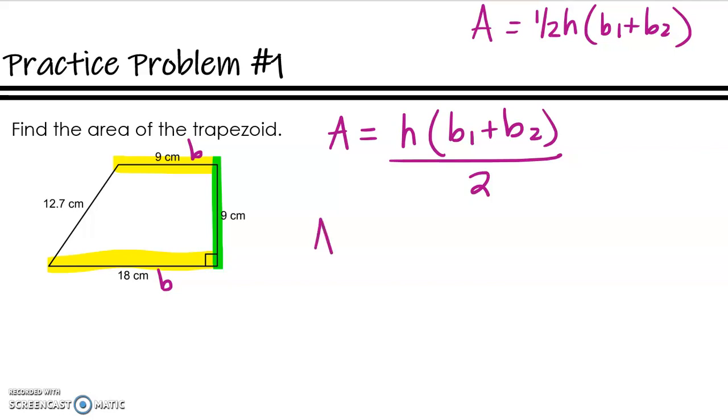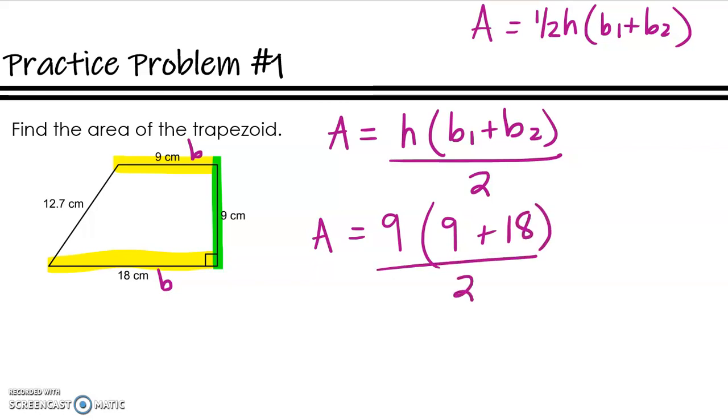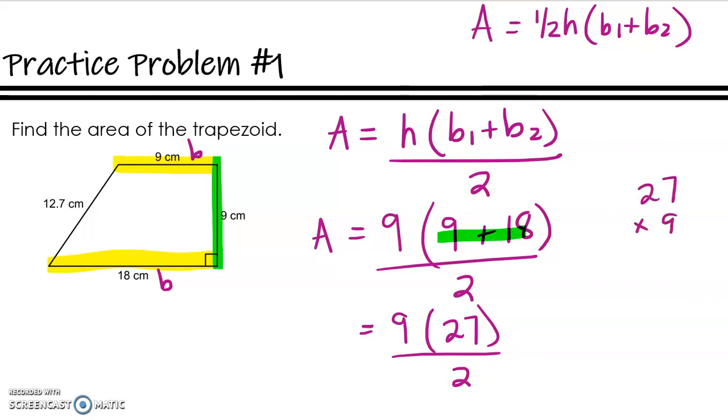So now we're ready to go. My height is 9. One of my bases is 9 and one of them is 18. And then at the end I'll divide by 2. So I'm going to follow order of operations and I'm going to do my parentheses first. So 9 plus 18 is 27. I now need to do 9 times 27. I'm going to do that over here on the side.